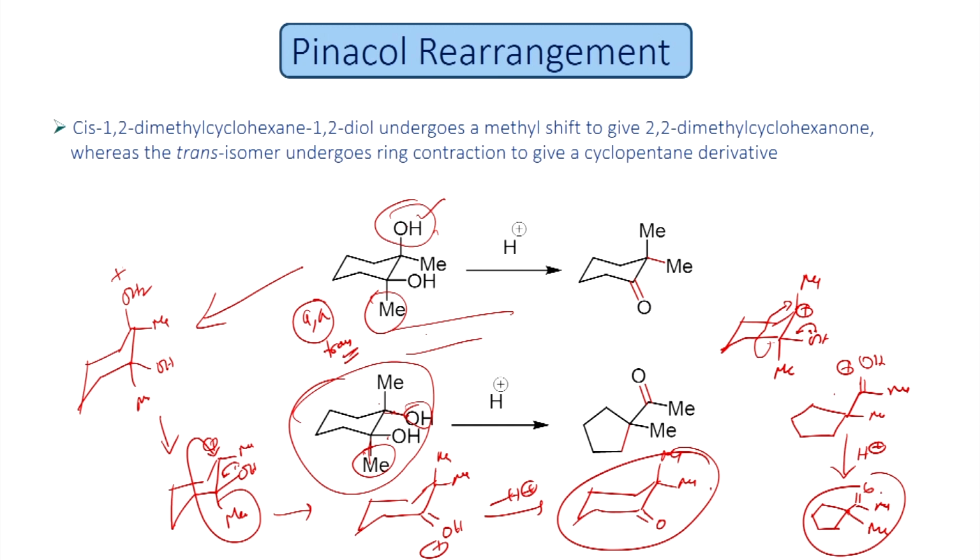Here the reaction is stereospecific. If we have the trans relationship between the leaving and migrating group, then the reaction takes place. This is what happens here, and similarly here. Since the relation between this and this is trans, the migration takes place. And between these two it is cis, so in this compound, this bond migrates instead of the methyl group, and you get the cyclopentane derivative as the product.